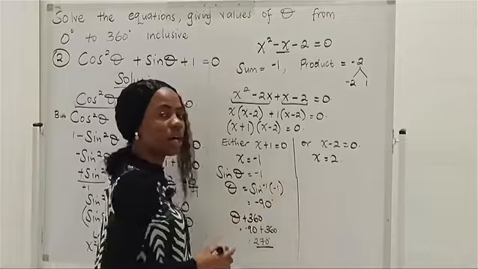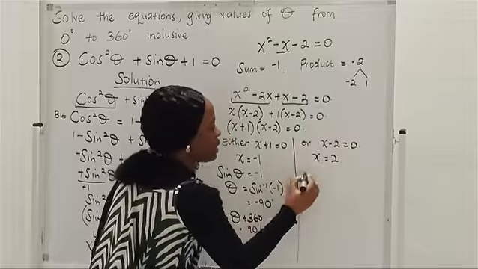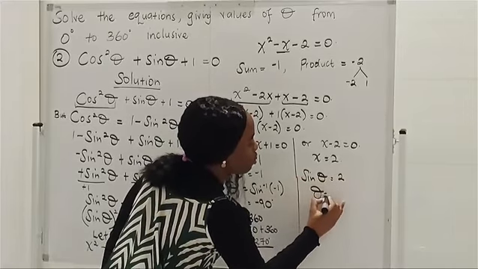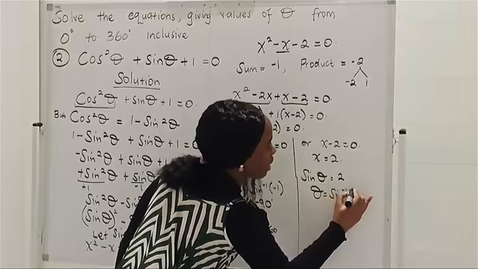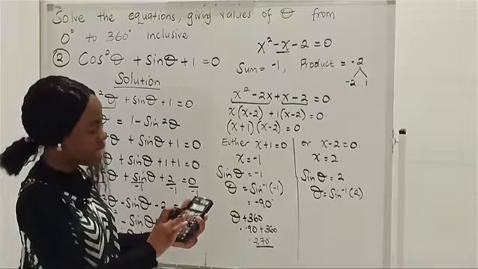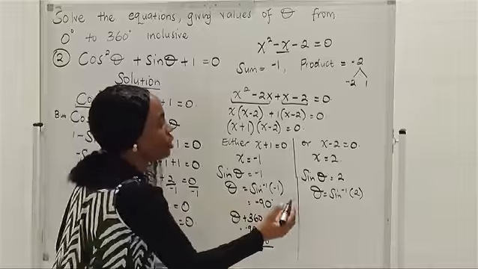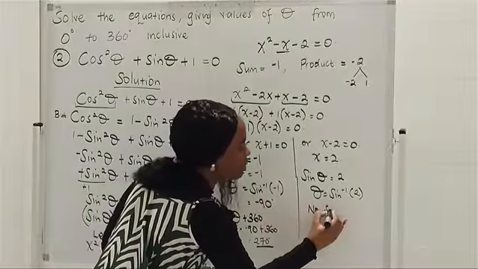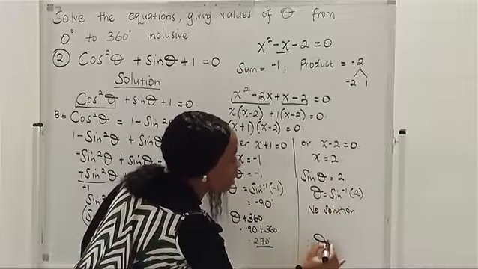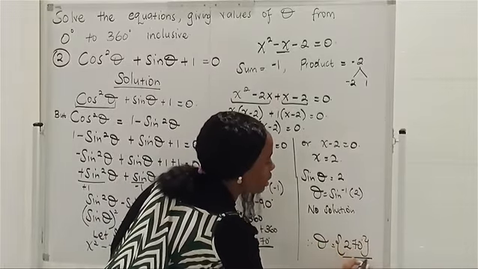Then let us go to the other side. For x equaling to 2, sine theta is equal to 2. So my theta is going to be sine inverse of 2. And when you check the calculator, you find that the shift, then sine into 2, you will have math error. So we don't have a solution for this. Here it is no solution. Therefore, we shall take our theta as 270 degrees. That is our answer.